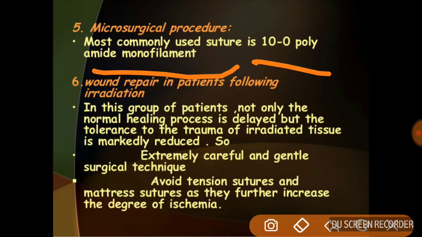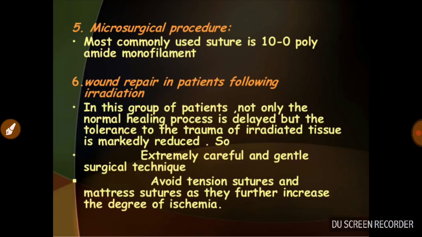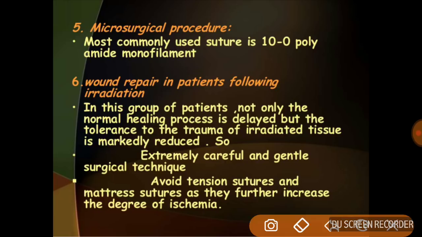Now, wound repair following irradiation. In those patients, not only is the normal healing process delayed, but also the tolerance to trauma of the irradiated tissue is reduced. So here you have to be extremely careful and avoid tension sutures and mattress sutures, as they will further increase the degree of ischemia of that tissue.